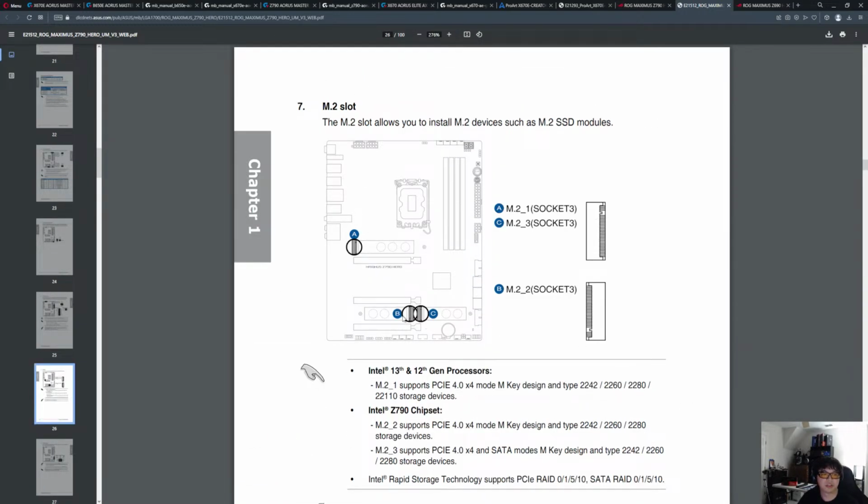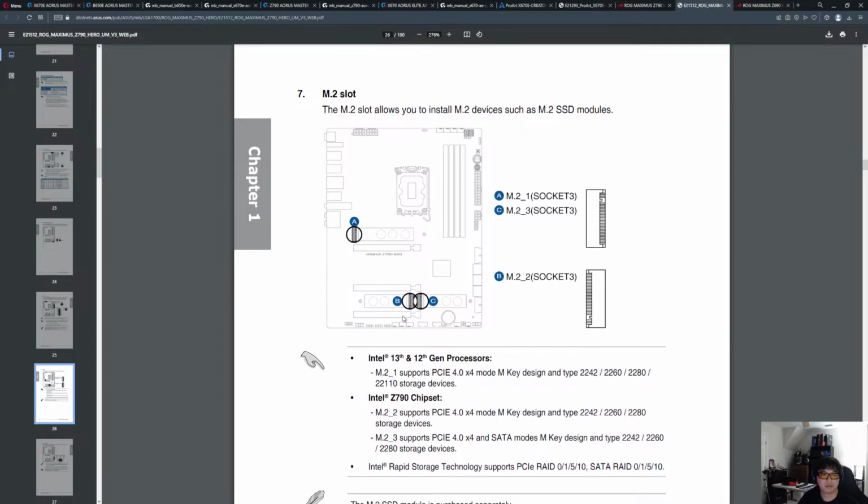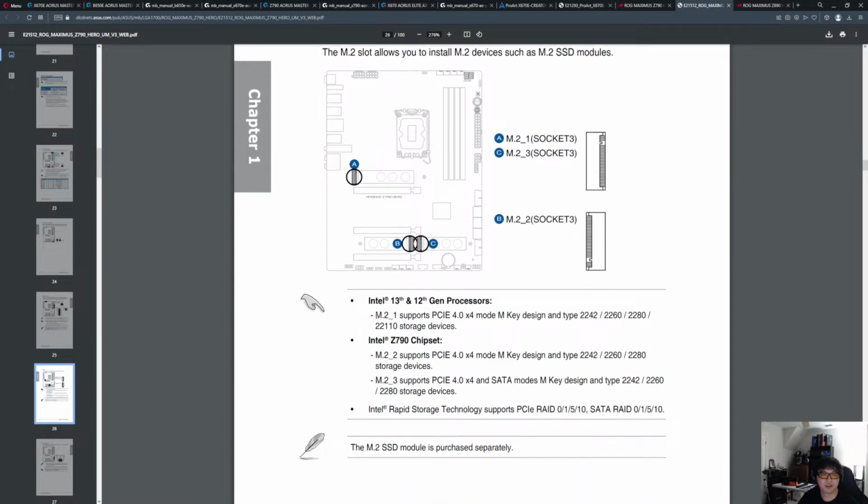Okay, it only has 3. One of them is 4.0, and it goes directly to the processor, so I've already drawn that. That's M.2_1. Then M.2_2, 4.0 to the chipset. And then _2 or _3 supports SATA backwards compatibility. So that's going to take some SATA drivers and/or lanes. And that's going to go to the chipset also.